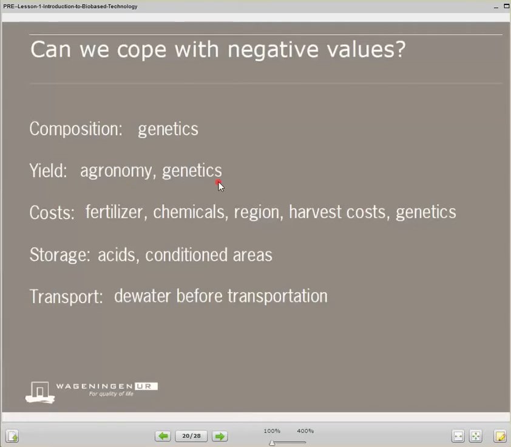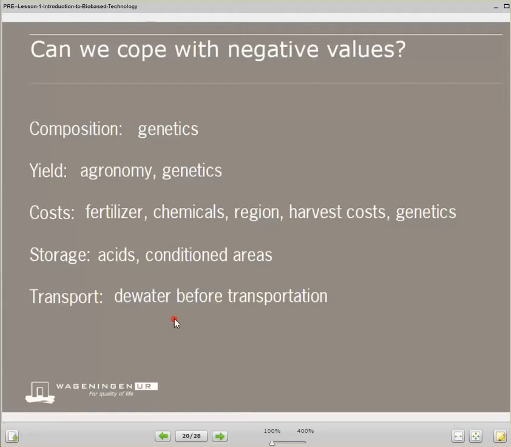Yield, we can have different techniques. Agronomy, the science of agriculture, is dedicated to this, improving yield. Costs, certainly we can think about fertilizers, chemicals, where we plant it, the costs of harvesting it, so new technologies, and also genetics. Storage, think about ways that you can improve the storage of this biomass, and also transport, dewatering. If you can dewater or desiccate the biomass before transportation, you will dramatically lower the costs.